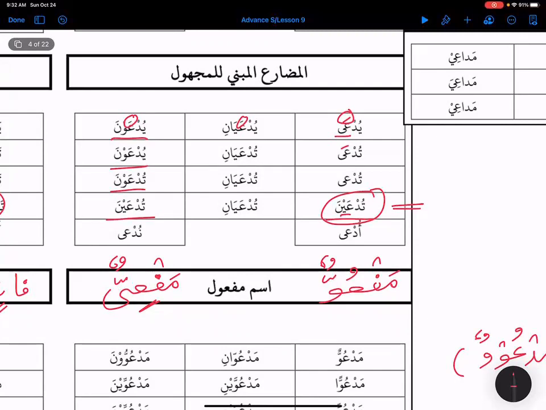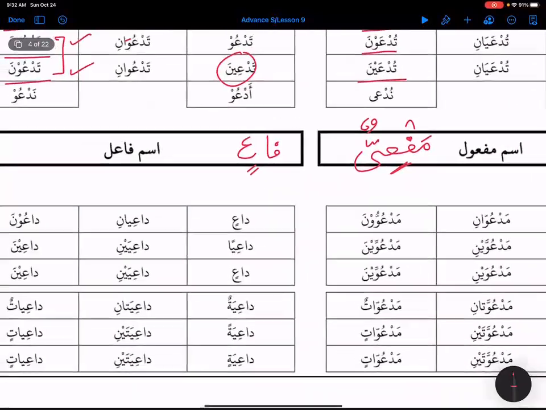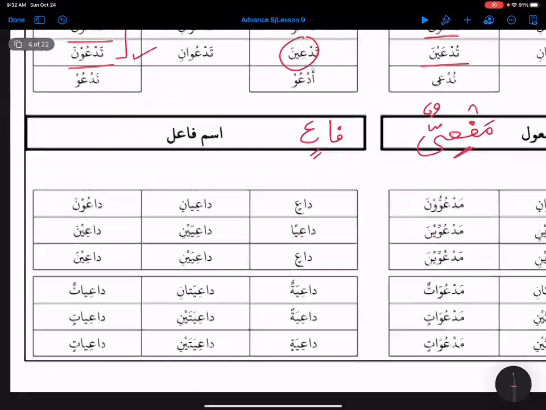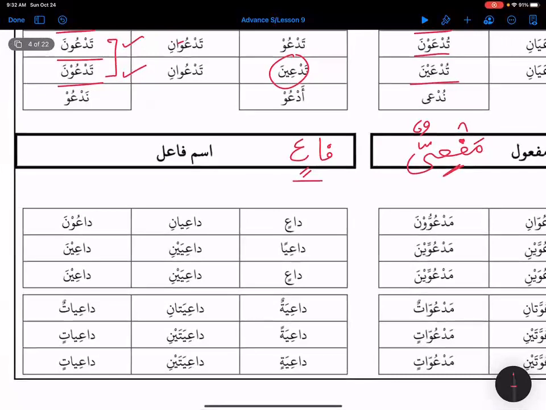Very good, Alhamdulillah. And then we have ism fa'il, which is going to be on the pattern of fa'in. So that makes it da'in, and this is rafa. And nasab is da'iyan.